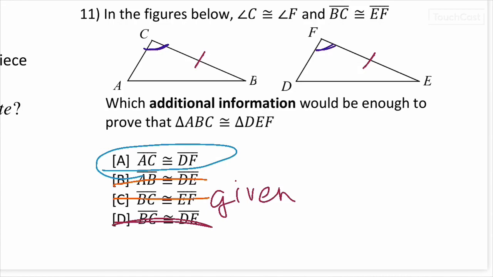So AC has to equal side DF. And then that gives us side, angle, side. So the triangles are congruent. Cool.